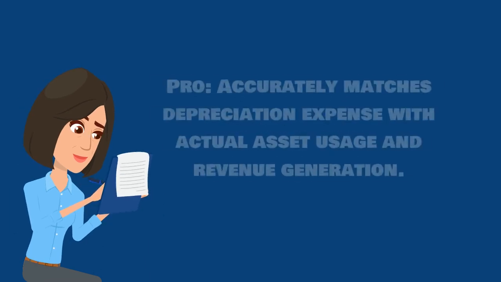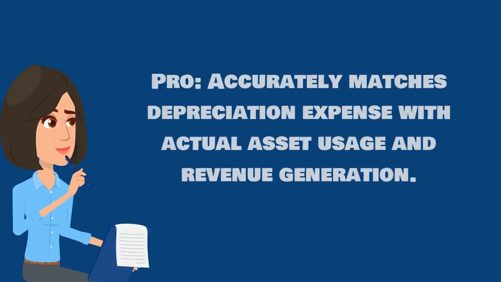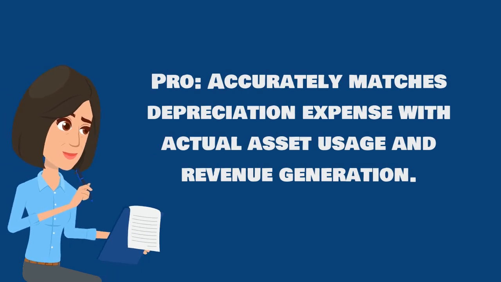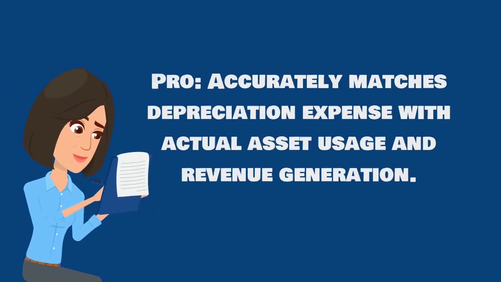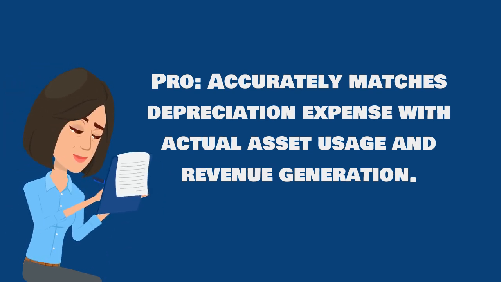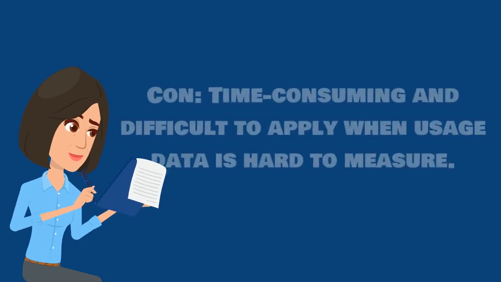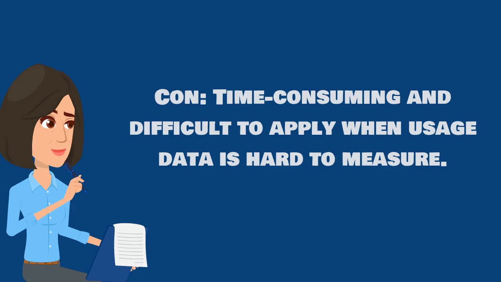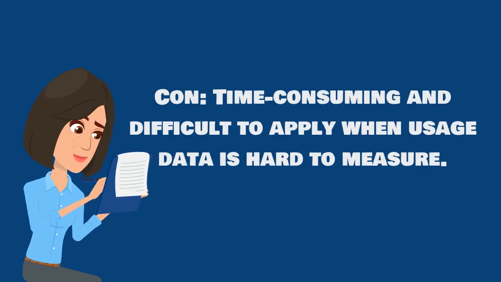The units of production method does accurately match depreciation expense with actual asset usage and revenue generation. The more miles driven, the more depreciation. The less miles driven, the less depreciation. That makes sense, right? But on the con side, this is time consuming, and it can be difficult to apply when the usage data is hard to measure.